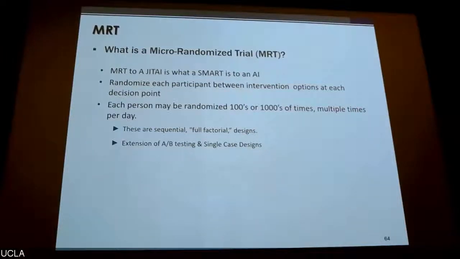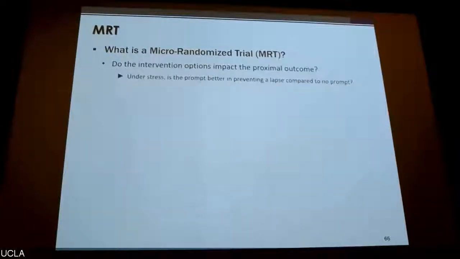In MRTs, the person gets randomized to the components several times a day, hundreds and thousands of times in the course of the trial. And the data that we get can help us answer questions like, do the intervention options impact the proximal outcomes? And under what conditions would the intervention options impact the proximal outcomes? For example, in our case, we want to know, is it better to provide a prompt or not under stress?